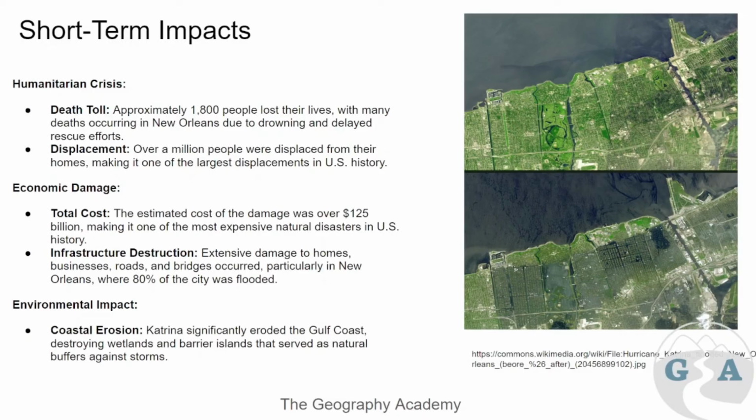Economic cost was very high, coming into 125 billion, and has seen this in the short term. This was quite a large impact, of course, because all these businesses and everything were destroyed and people's homes were destroyed, but this has lasted a long time, so that total cost is over a longer period as well. And we see that 80% of the city of New Orleans was completely flooded. So coastal impacts there, we also see that the wetlands and the barrier islands that protected areas naturally against floods were also destroyed at the same time.